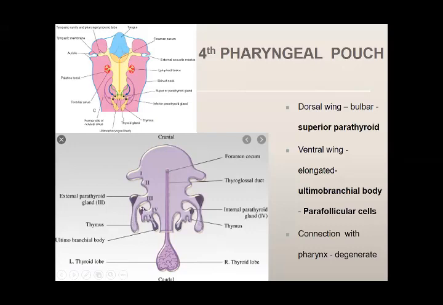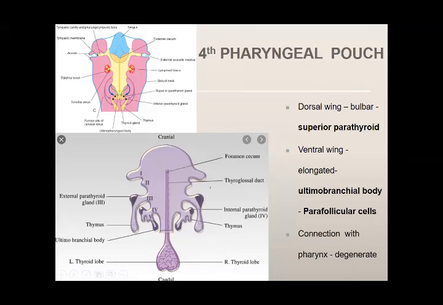Fourth pouch, dorsal wing: superior parathyroid. Ventral wing: it develops into the ultimobranchial body. The ultimobranchial body gives rise to the parafollicular cells of the thyroid gland.